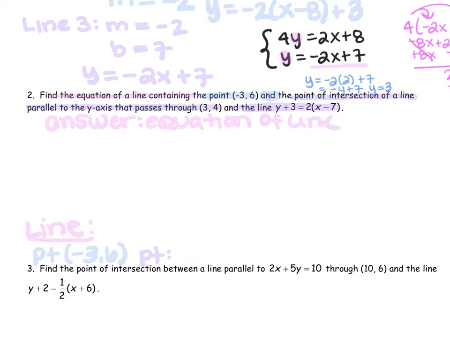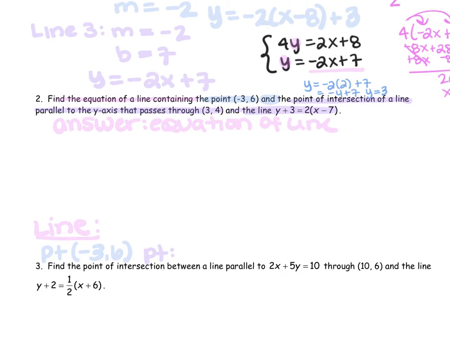Whoa. So many words, okay? So I'm finding the equation of a line containing the point (-3, 6) and the point of intersection, so I'm going to get another point. Okay, so the point of intersection of a line parallel to the y-axis passing through (3, 4), and this line here.